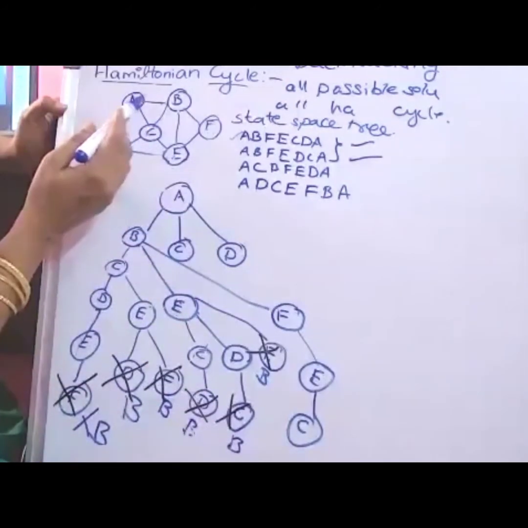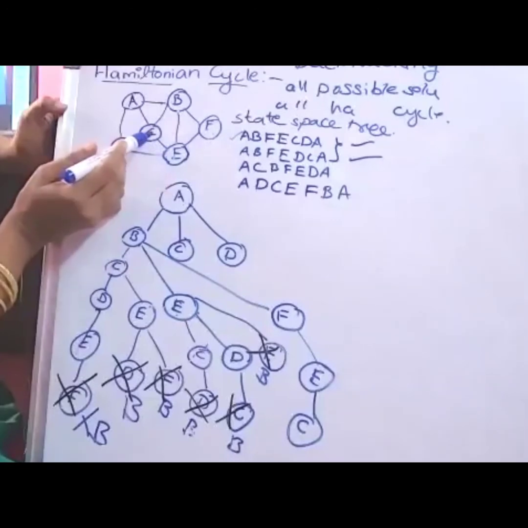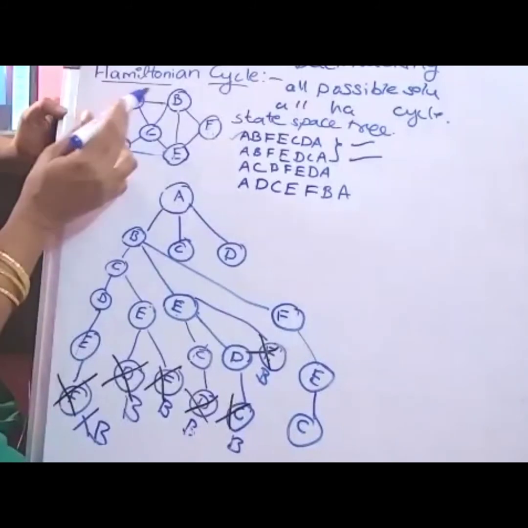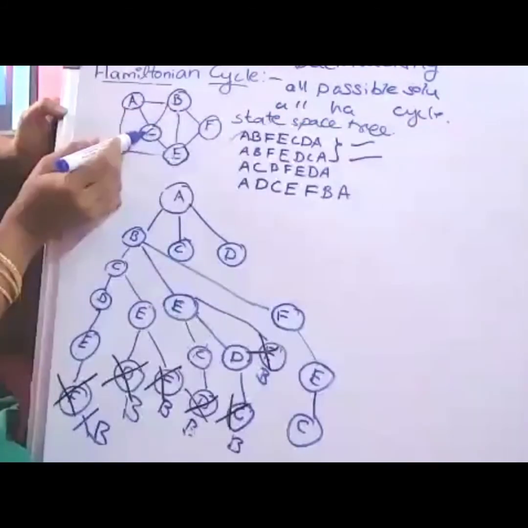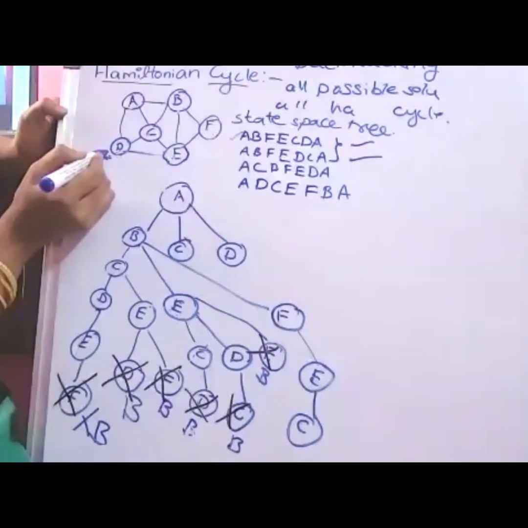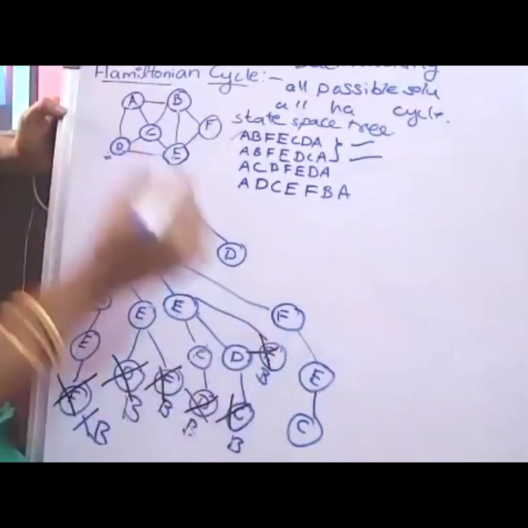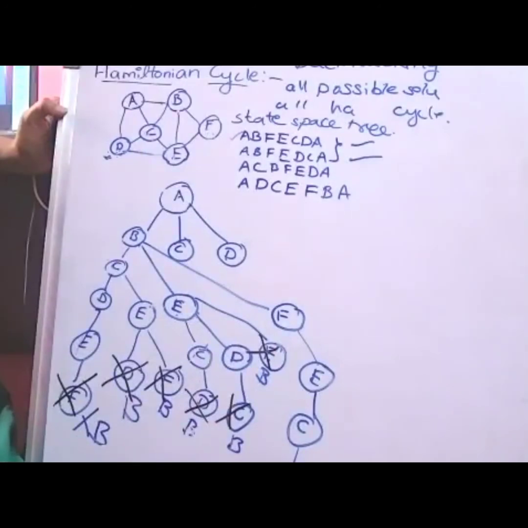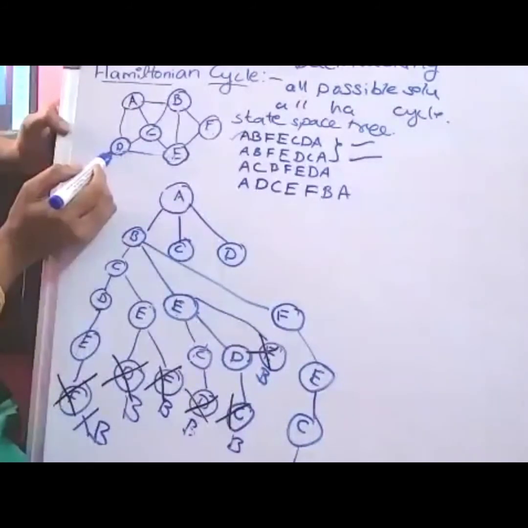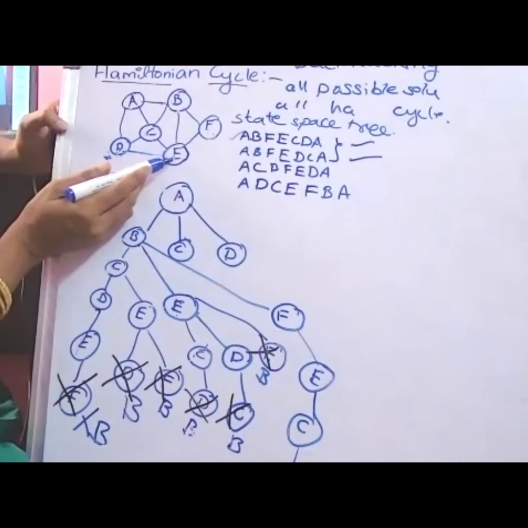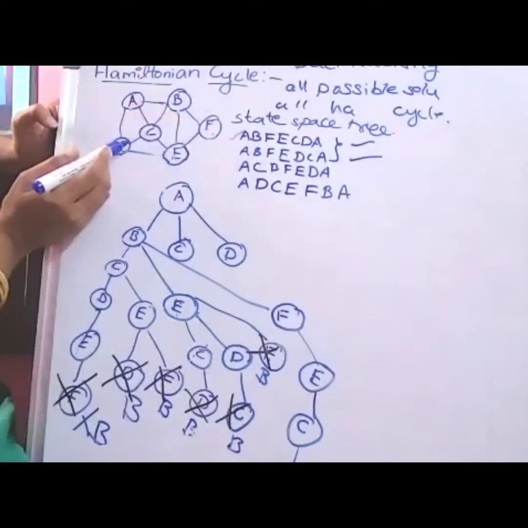So now it covers A, B, F, E, C. From C, try to visit another unvisited vertex in the graph. C is connected to A, B and E, which are already visited. C is also connected to D, which is not visited until now. So I am connecting from C directly to D. After this, D is connected to A and C, already visited, and to E, also visited. And checking further, is there any other vertex which is still not visited in the graph?